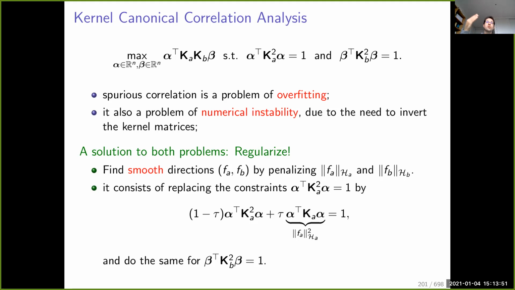So a way to solve the problem is to add additional regularization. It consists of replacing these variance constraints here by one that also penalizes the norm of fa in the RKHS, and similarly, you will also penalize the norm of fb in the other RKHS. If you do that, you restrict yourself to smooth functions, and then you find functions that are relevant. And it's very important to do. If you don't do that, kernel CCA does not work at all. It simply produces garbage.